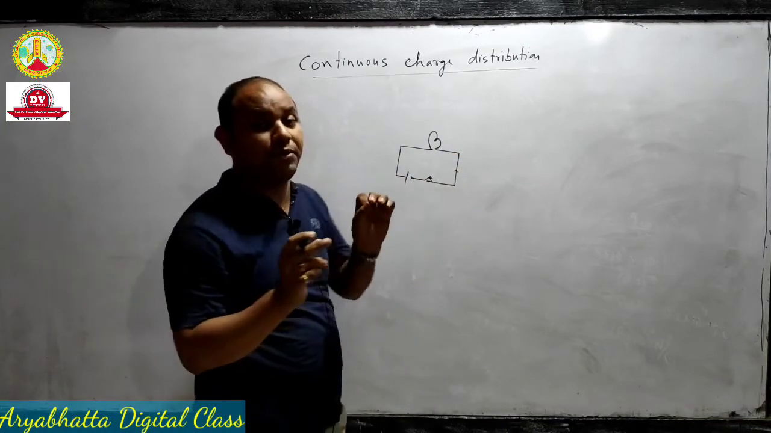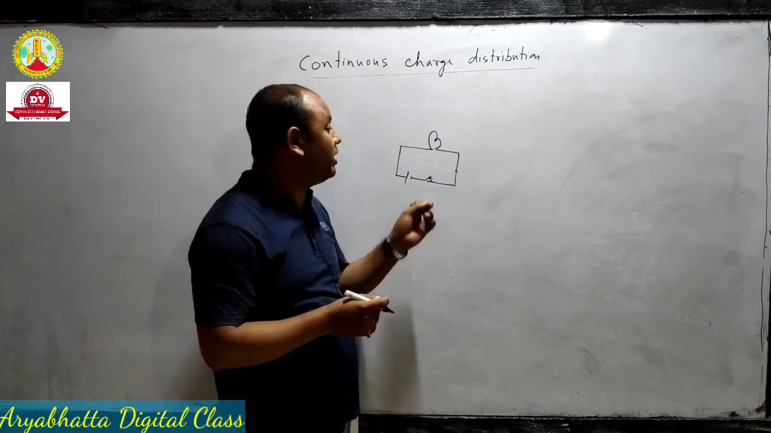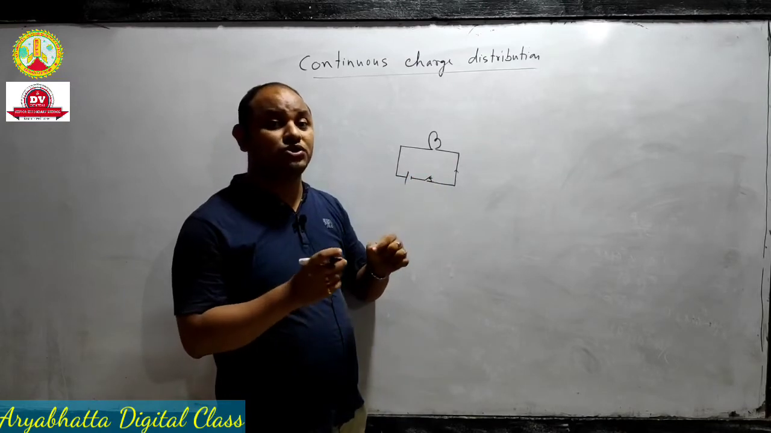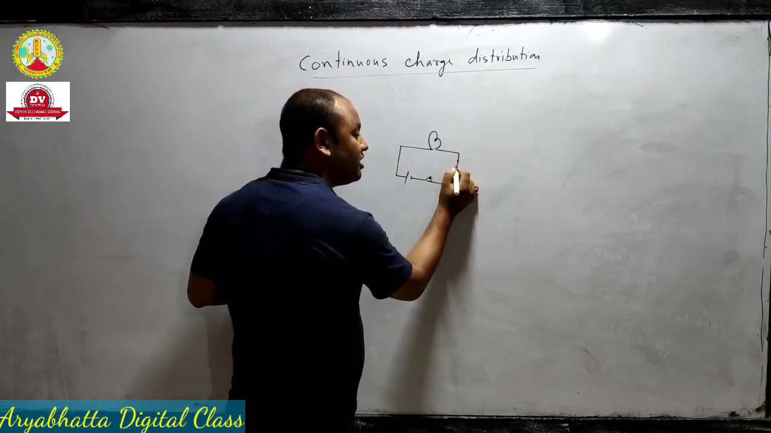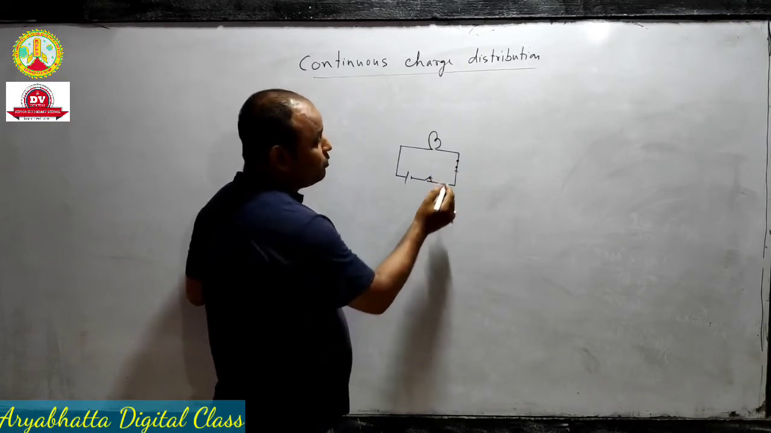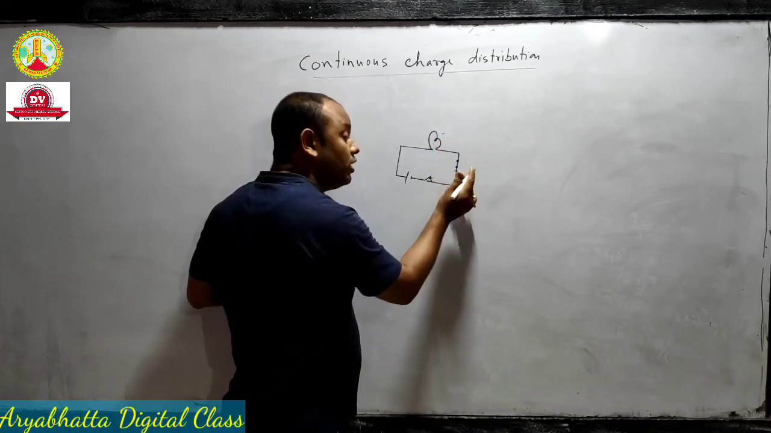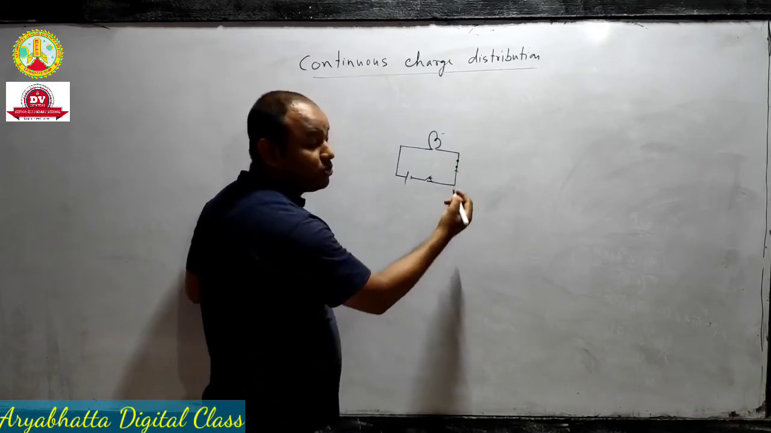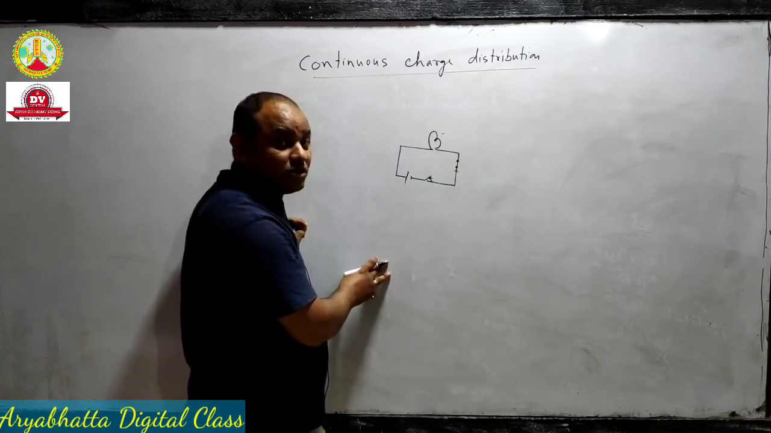There is no break between two charges. That is why the bulb will be glowing continuously. If there were a gap between two charges, suppose this is a point charge and this is another point charge, these are the two point charges, then when this charge flows through the conducting wire, the bulb will glow. In between the gap of two charged particles, the bulb will not glow.